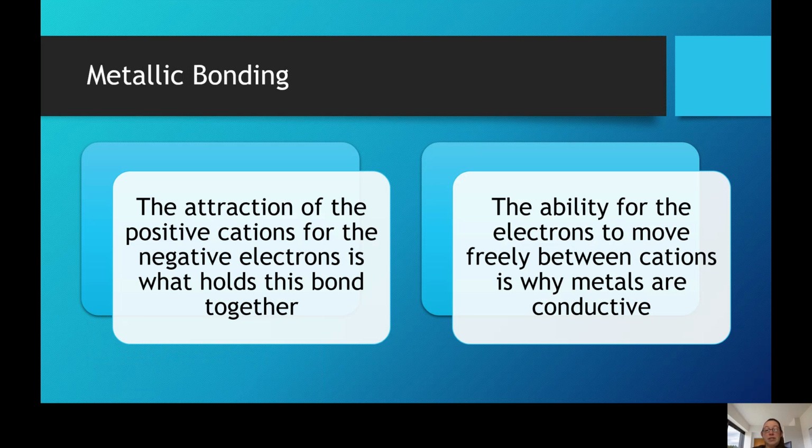All right, so the attraction of the positive cations for the negative electrons is what holds this particular bond together. For ionic, it's the electrostatic attraction between positive and negative ions. In the metallic bonding, it's the attraction of the positive centers of the metal atoms for those delocalized electrons. It's still electrostatic in nature, but it's not as rigid because, again, those electrons freely move. And the ability for the electrons to move freely between cations is why metals are conductive, because those electrons move and they transmit that charge.